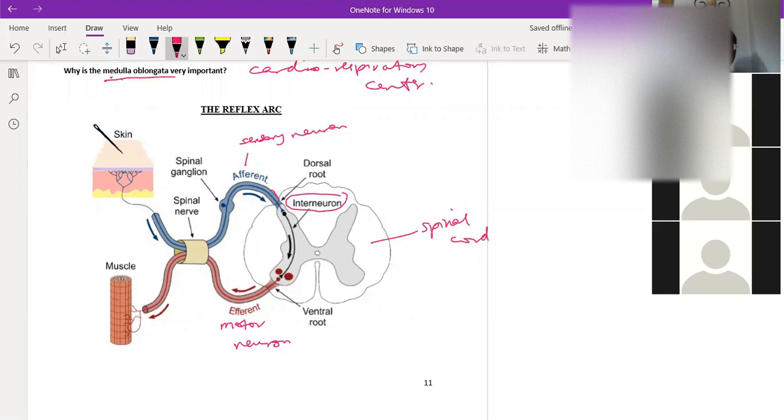Once the response is generated, some of the message will ascend. You have something called ascending fibers. It will travel along the ascending fibers into the brain to make you aware of what is happening. But before then, you're not aware of this. Everything's at the level of the spinal cord. Quick action before you even think about what happened. So that is the reflex act. Remember, it starts with the sensory neuron, to the interneuron, then from the interneuron to the motor or efferent neuron.